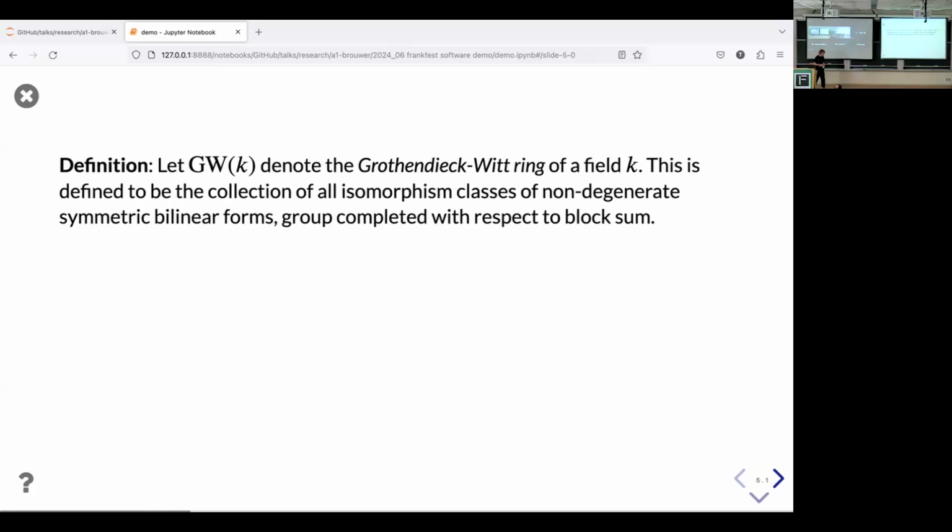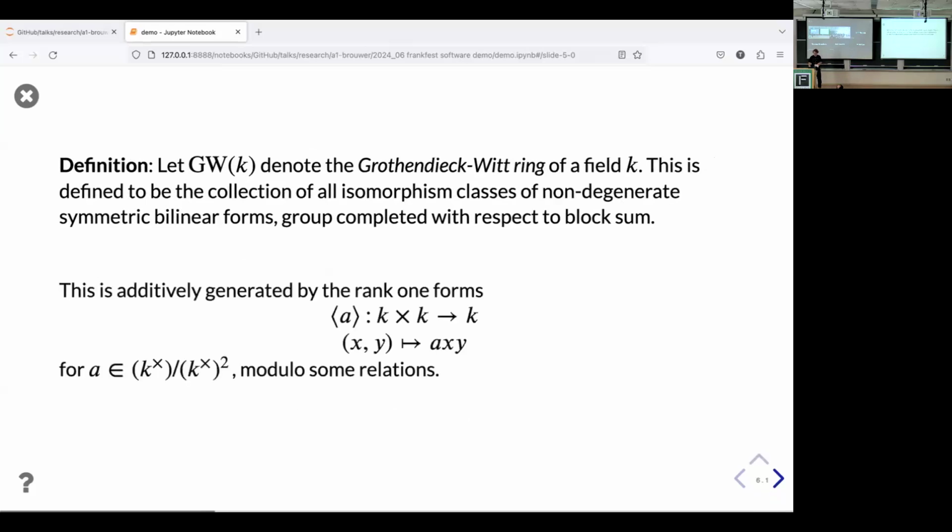OK. So the home for all of our invariants is going to be some place where symmetric bilinear forms naturally live up to isomorphism. And this is called the Grothendieck-Witt ring of a field. I should think about this as non-degenerate symmetric bilinear forms defined up to isomorphism, and then for formal reasons, we group complete with respect to block sum. And this is additively generated by very simple rank 1 forms on your field. So I take a pair x and y, and I map it to a times x times y. And if a is a scalar, that's going to be non-degenerate.